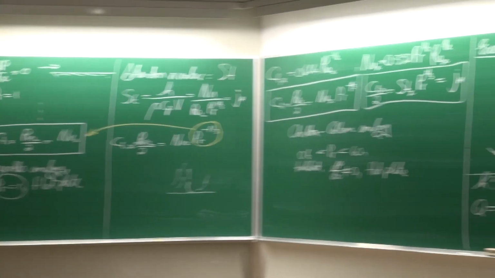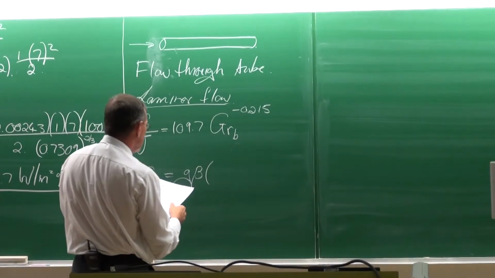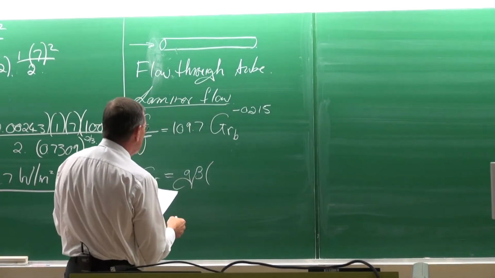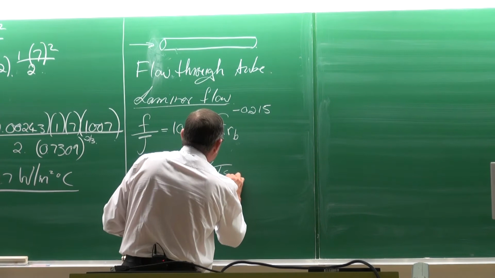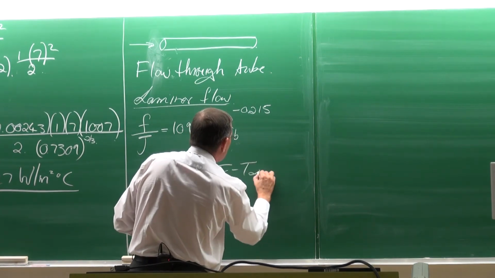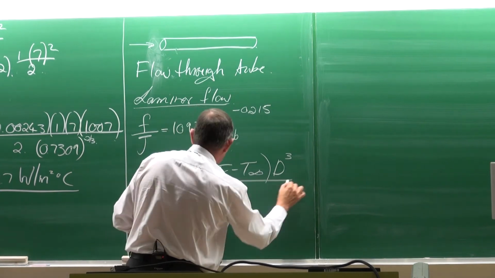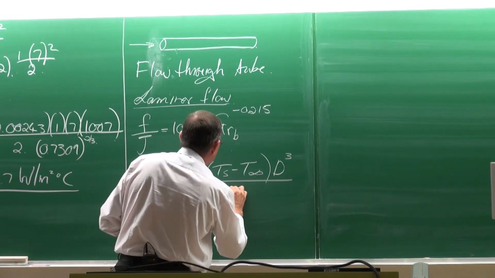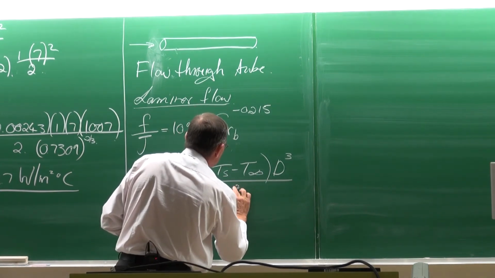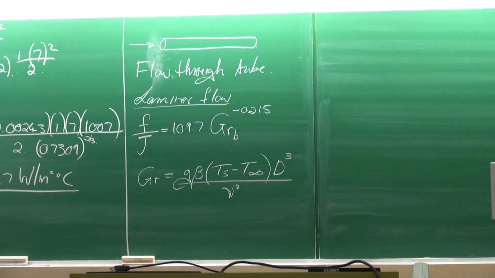And that can be described by the Grashof number, which is equal to G multiplied by beta, the temperature difference multiplied by the diameter to the third, divided by the kinematic viscosity squared. So that's the Grashof number, and we're going to consider that later in chapter 9, natural convection.